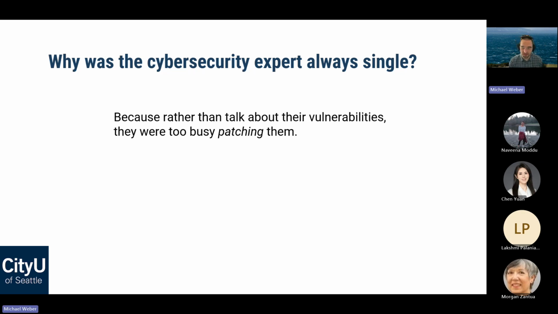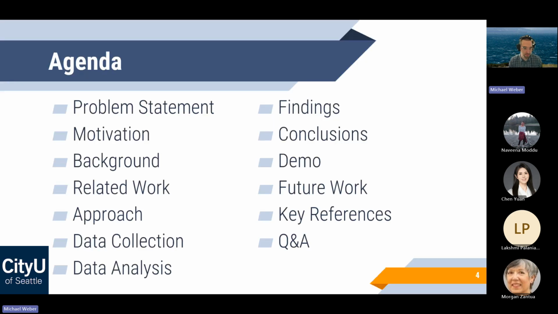Now let's move on to the critical aspect of cybersecurity that this project addresses, and again, that's vulnerability management. So here's the agenda. We'll go through these pretty fast, hopefully get the demo working, and then end with any questions.